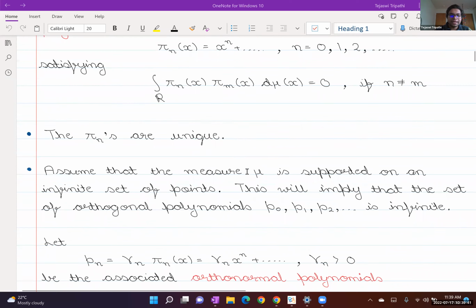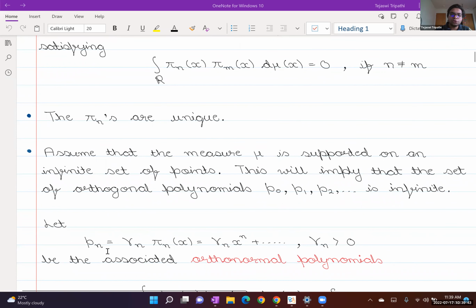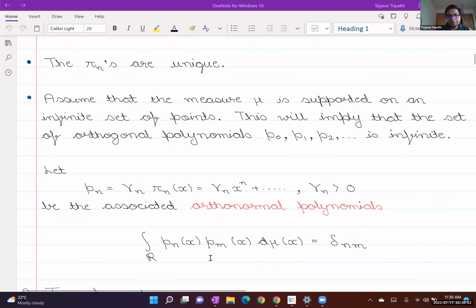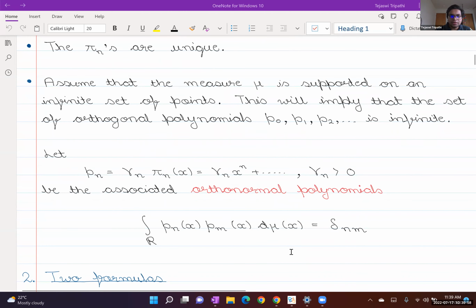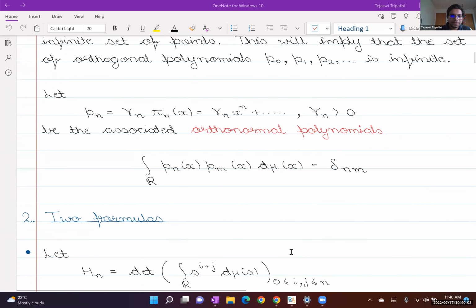Okay, now we can define the orthonormal polynomials, p_n(x), which will be a multiple of the monic orthogonal polynomial. And since it is orthonormal, it obviously satisfies this relation. All right. So now we'll try to give two formulas for these orthogonal polynomials.